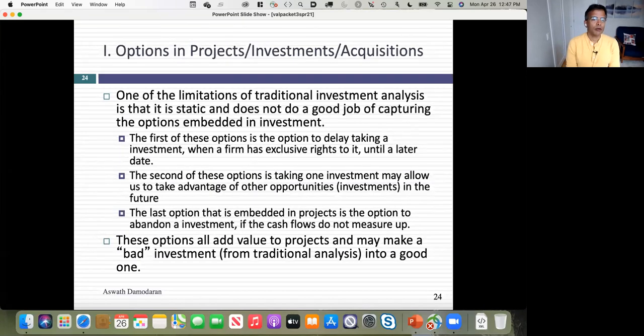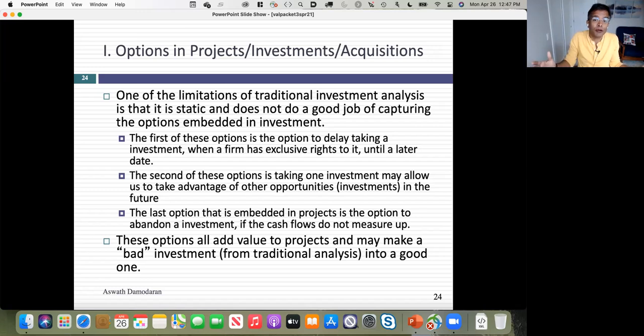So let's get the show on the road. We're going to start by looking at options in projects and investments at companies. You remember your corporate finance class when you did capital budgeting? You did capital budgeting. What did you do? You took a project, you project out the expected cash flows, assuming the project is taken today. You estimated what the initial investment was, and you computed a net present value.